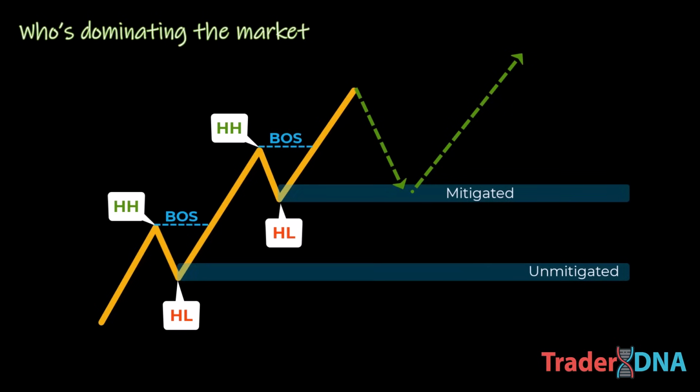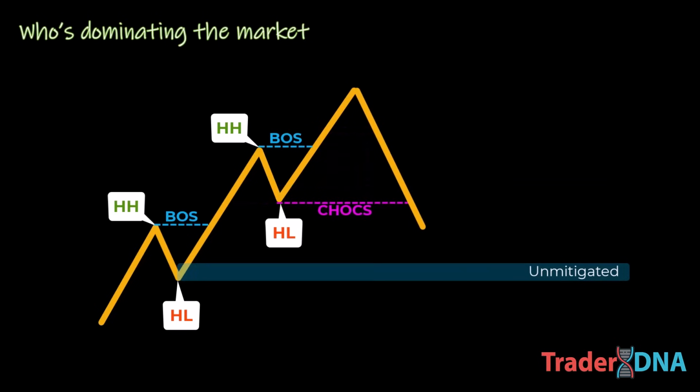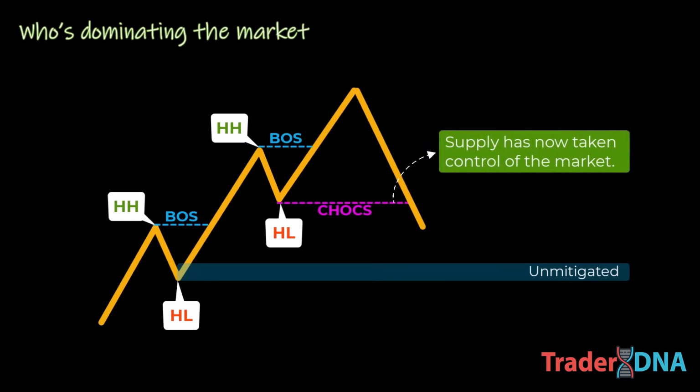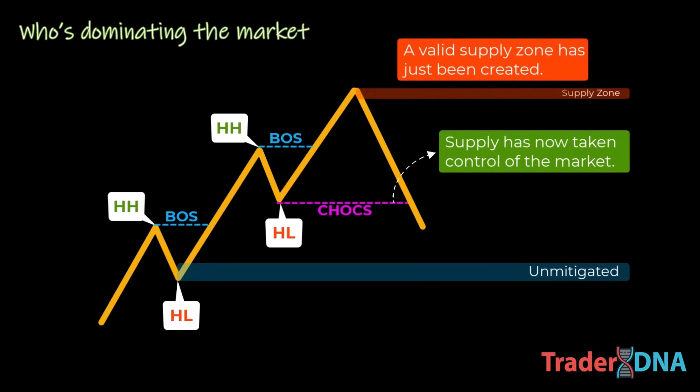But what if price breaks below a demand zone instead? That's called a change of character, CHoCH, and it's a major signal. It tells us two things. One, supply has now taken control of the market. Two, a valid supply zone has just been created. From here, the trend often reverses downward, forming new supply zones as it drops until price hits the next unmitigated demand zone. Now, this is where things get interesting.